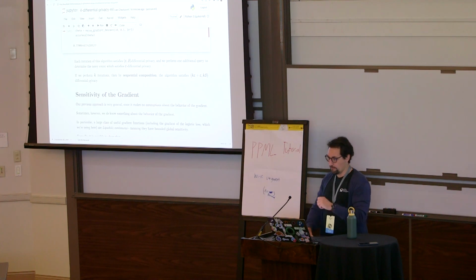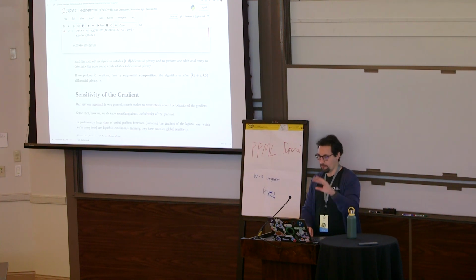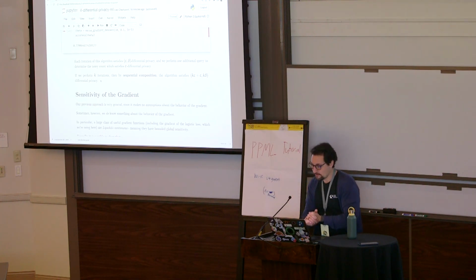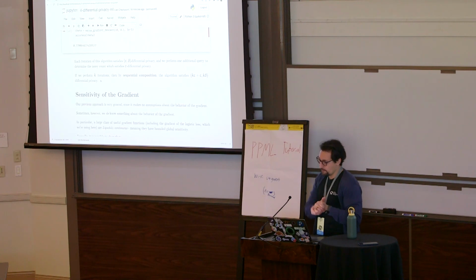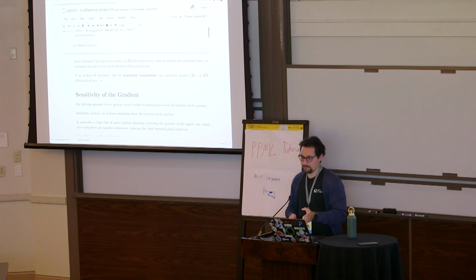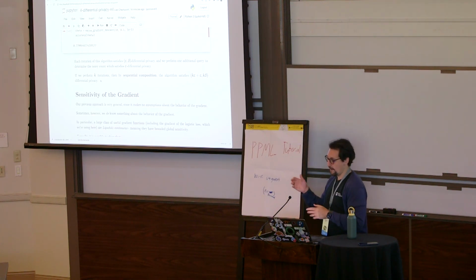The real takeaway message here is if we perform k number of iterations, then sequential composition applies. And so the algorithm is not only satisfying epsilon-delta differential privacy, but satisfies k times epsilon, k times delta plus delta differential privacy.